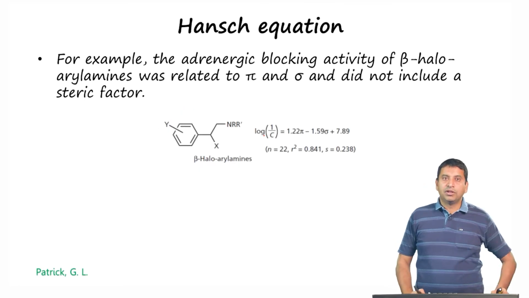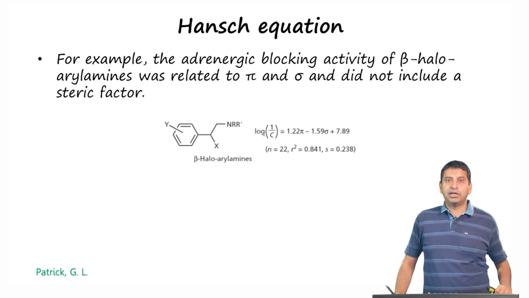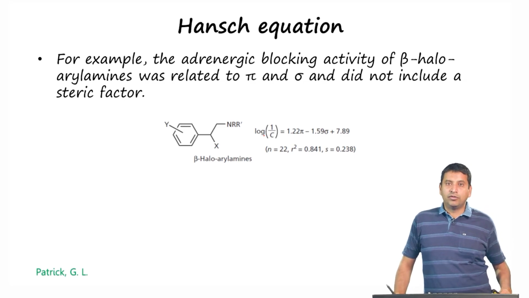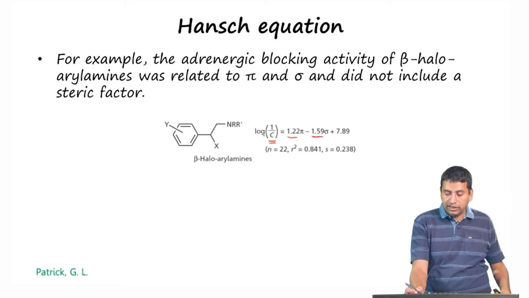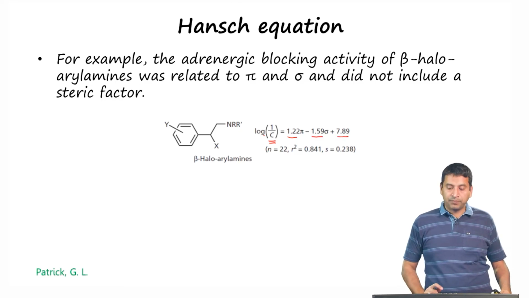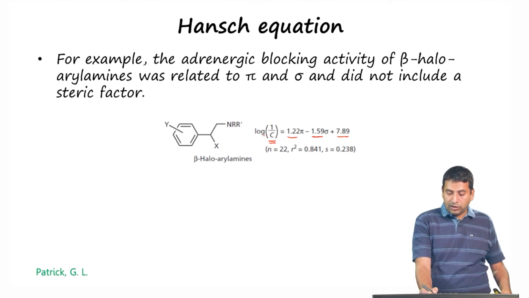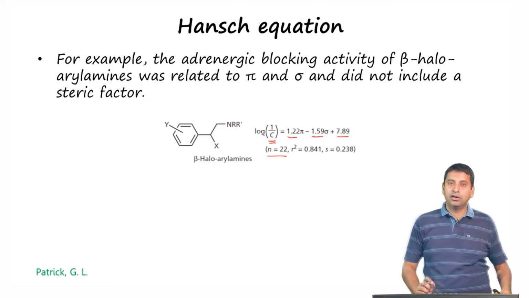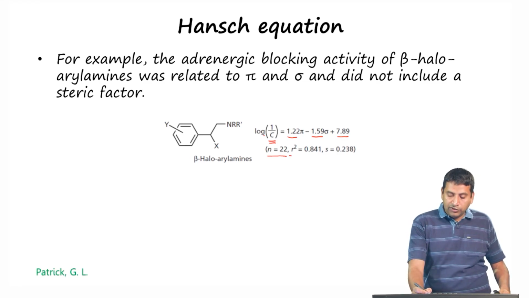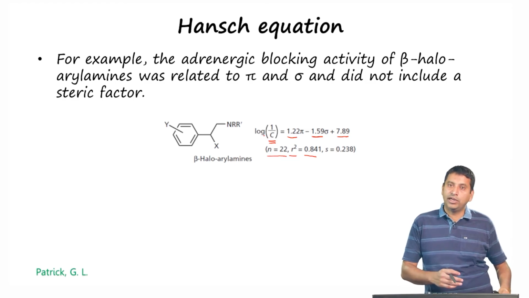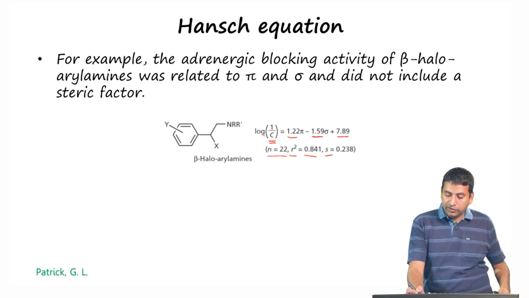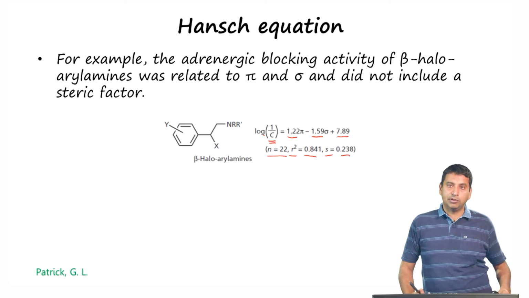So, here is an example. If you take the adrenergic blocking activity of beta haloarylamines, you find that when you fit this in a Hansch equation, log of 1 by c equals 1.22 times pi minus 1.59 times sigma plus 7.89. Here, in order to understand how significant this is, we need to know how many compounds were made, and the value is 22, which is quite large. And the R square is 0.841, which is pretty good because we figured out that anything more than 0.8 is considered pretty good, and the standard deviation is 0.238, which is also in the acceptable range.